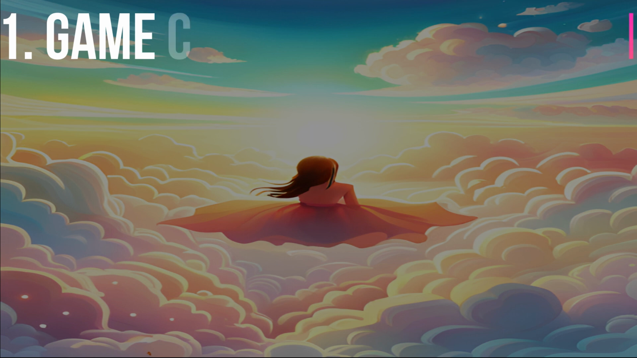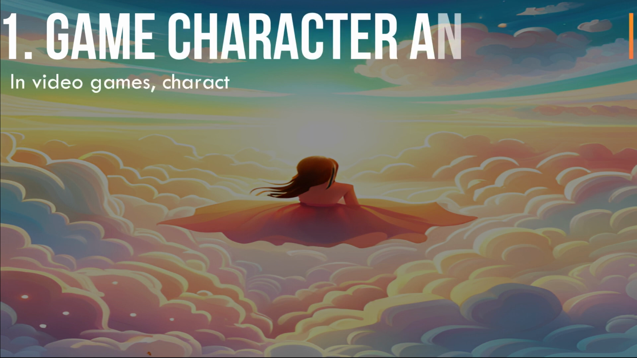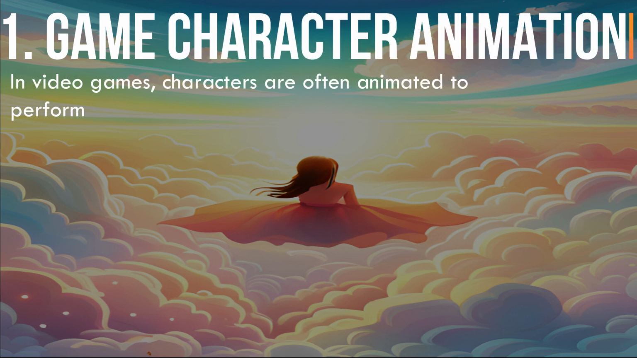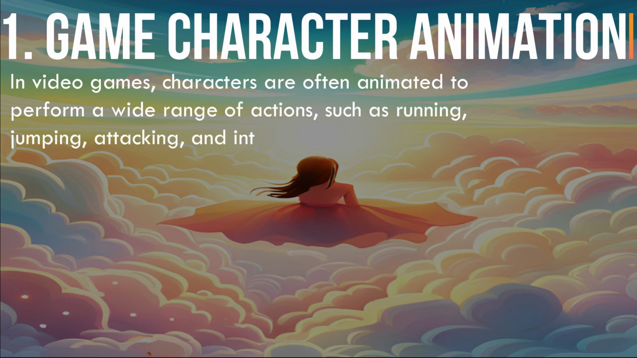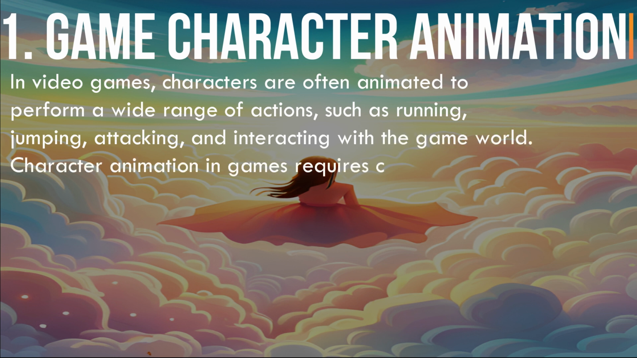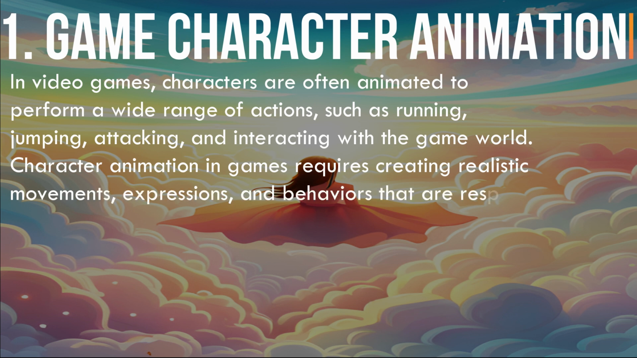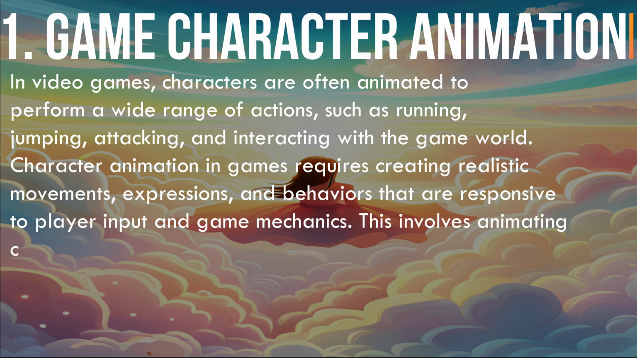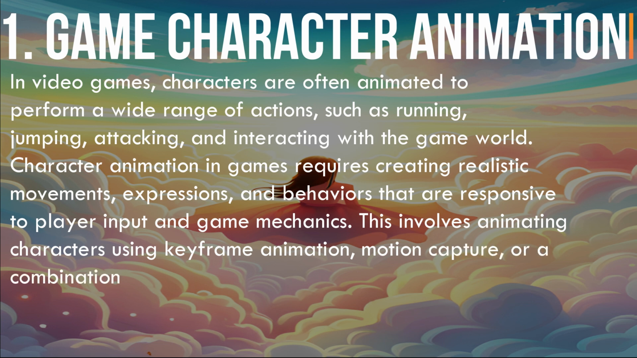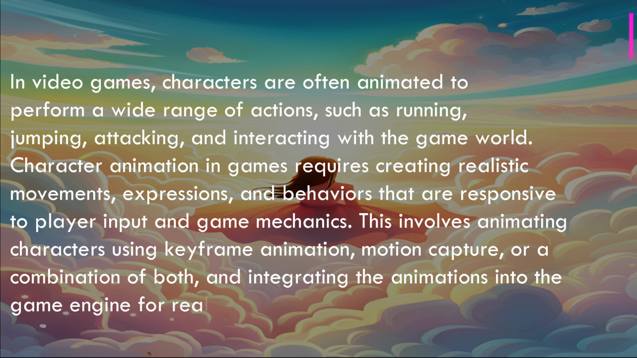1. Game character animation. In video games, characters are often animated to perform a wide range of actions, such as running, jumping, attacking, and interacting with the game world. Character animation in games requires creating realistic movements, expressions, and behaviors that are responsive to player input and game mechanics. This involves animating characters using keyframe animation, motion capture, or a combination of both, and integrating the animations into the game engine for real-time playback.